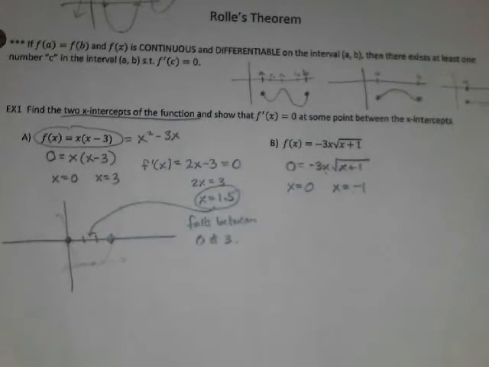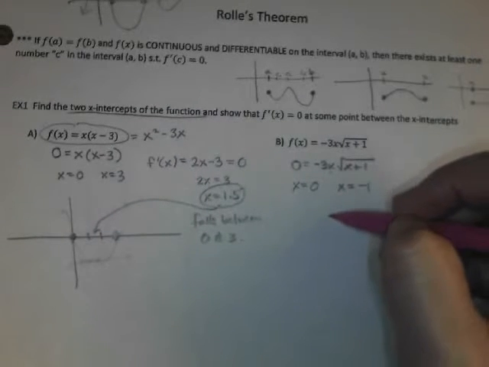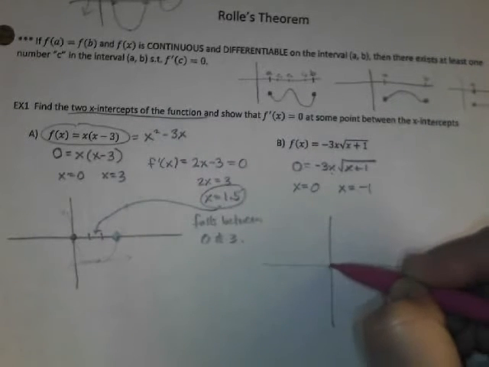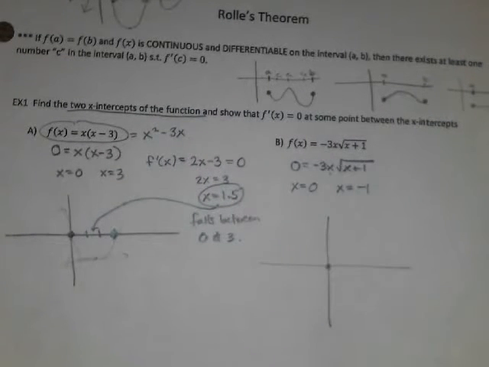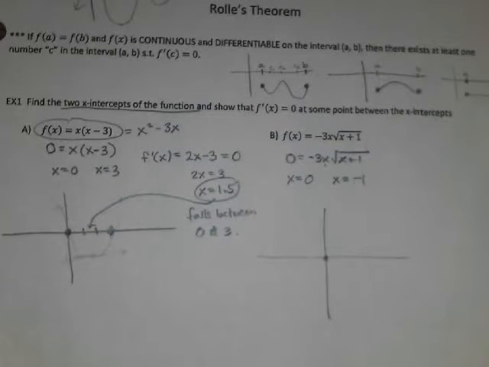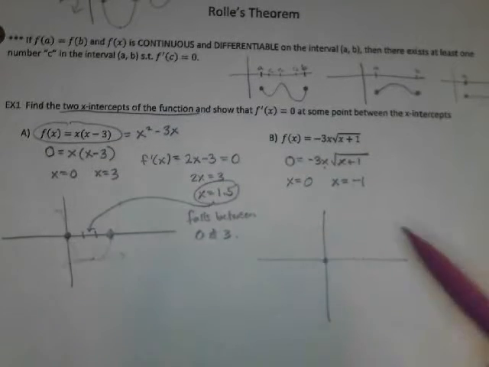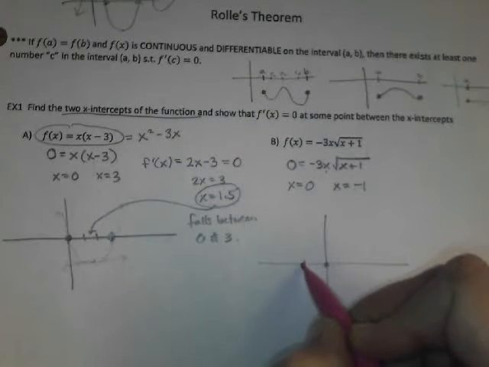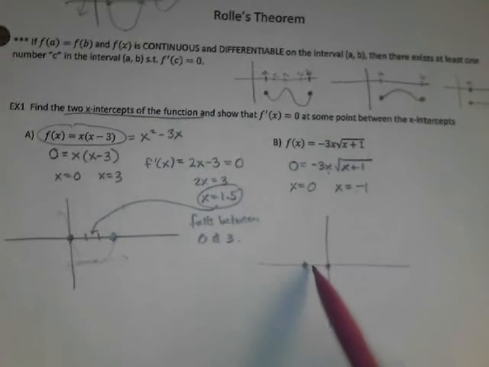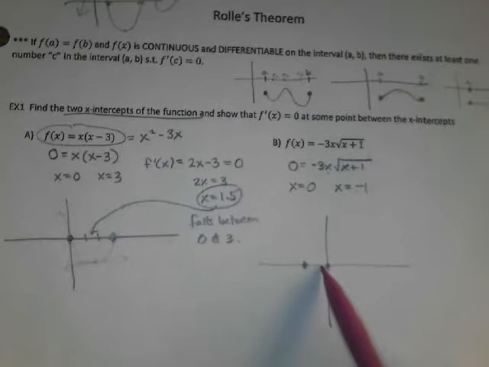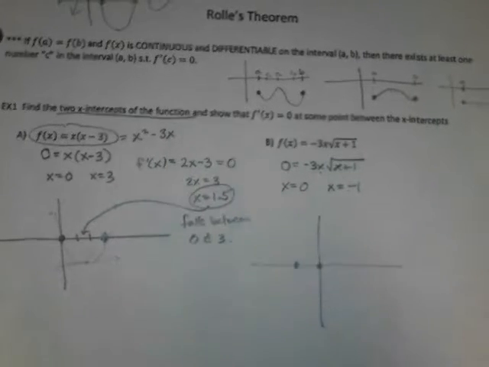So, roughly speaking on a graph, not really knowing at all what this type of graph looks like, we have a y-intercept at 0, and we have an x-intercept at 0 and an x-intercept at -1. So we're trying to prove that somewhere in between there, the slope is 0. So we're going to find the derivative. How would we like to find the derivative here?